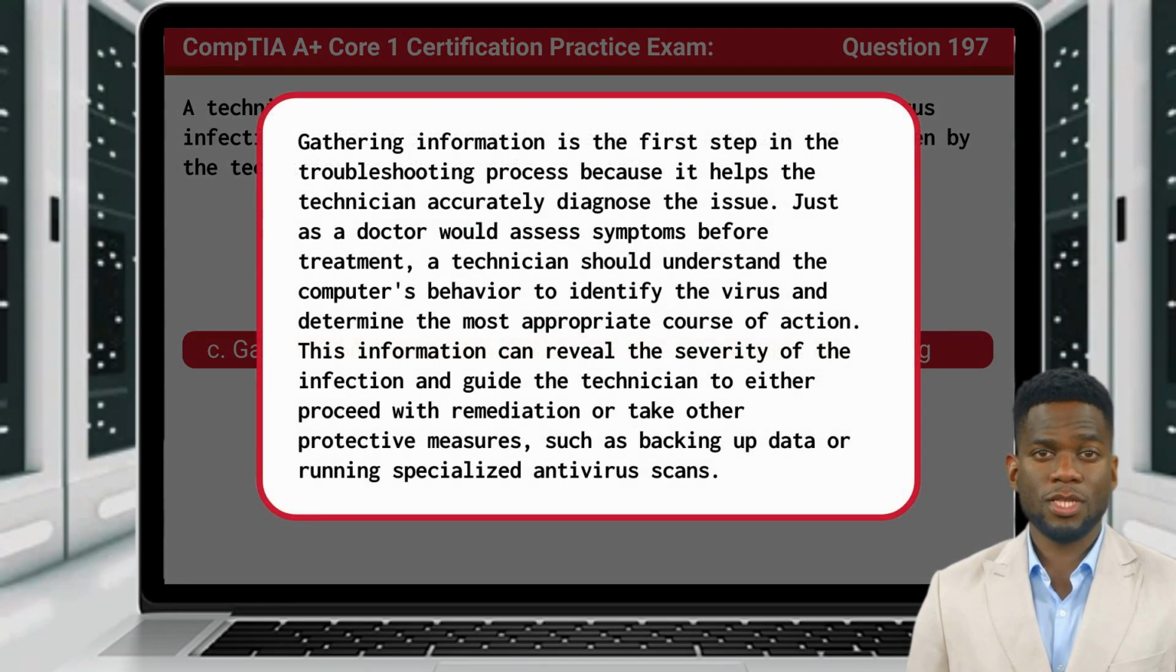Gathering information is the first step in the troubleshooting process because it helps the technician accurately diagnose the issue. Just as a doctor would assess symptoms before treatment, a technician should understand the computer's behavior to identify the virus and determine the most appropriate course of action. This information can reveal the severity of the infection and guide the technician to either proceed with remediation or take other protective measures, such as backing up data or running specialized antivirus scans.